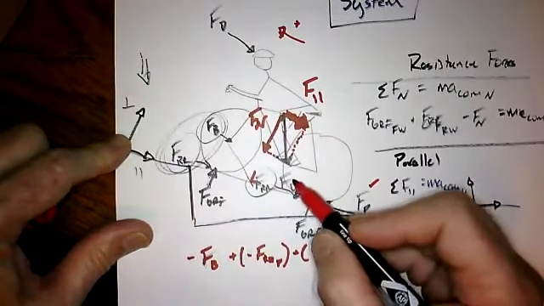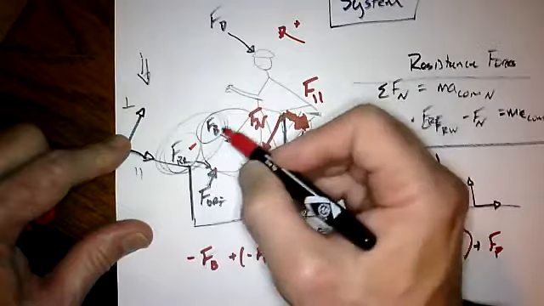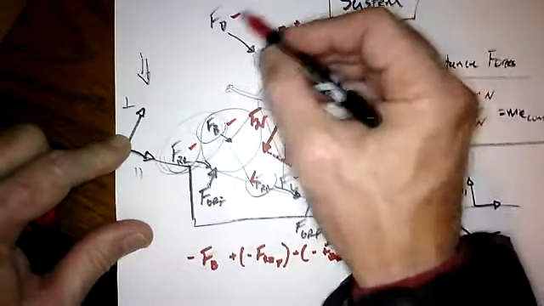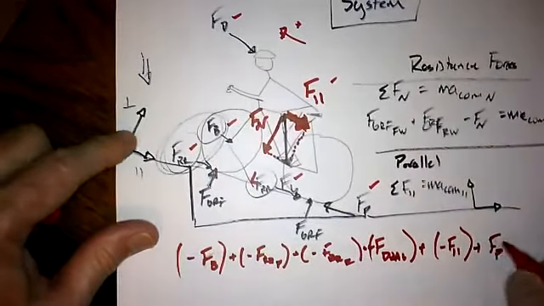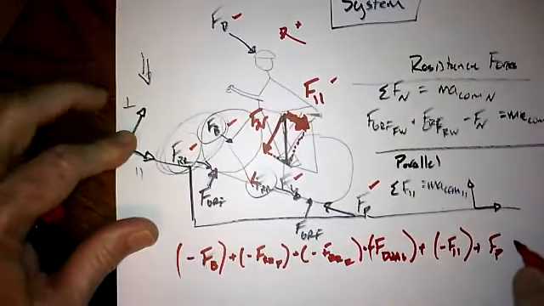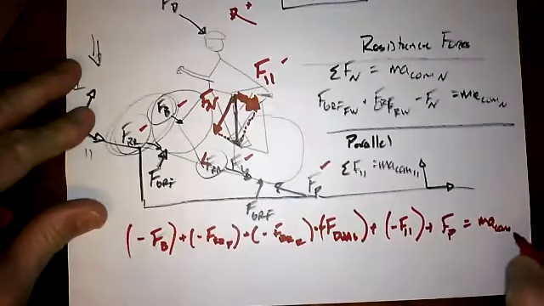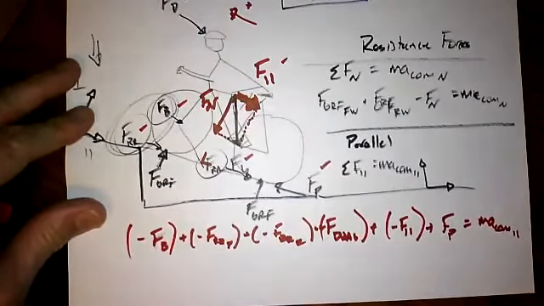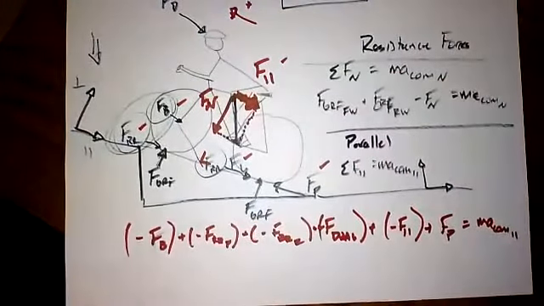I think I got them all. Propulsion, rolling resistance, rear, front. I put bearing in, drag, and parallel. I got them all. Okay, good. All those, and I'm leaving that as positive, equals MACOM in the parallel dimension, so moving in this dimension. All right, that's our equation of motion.